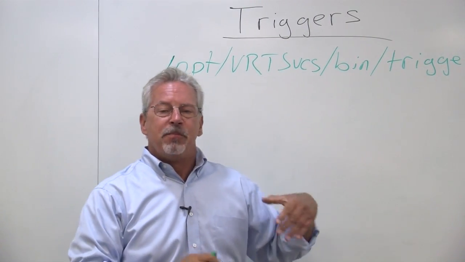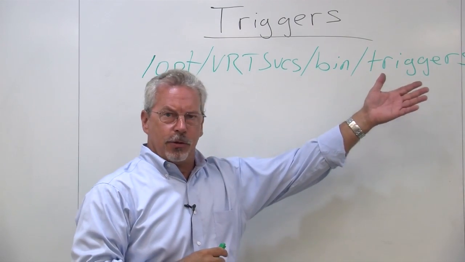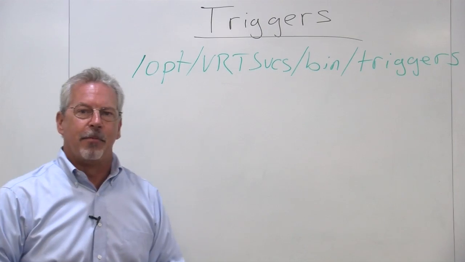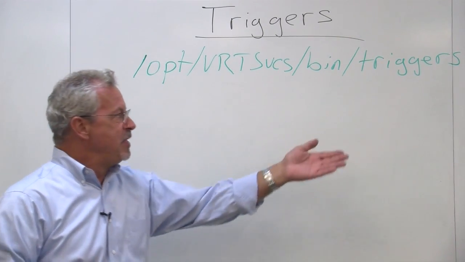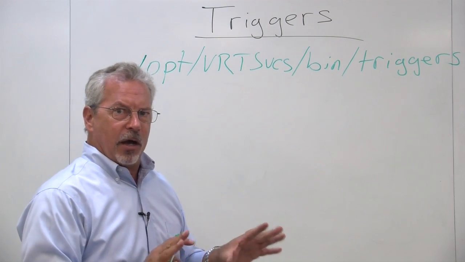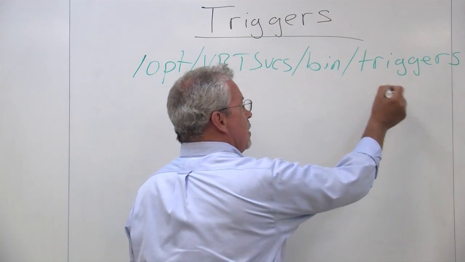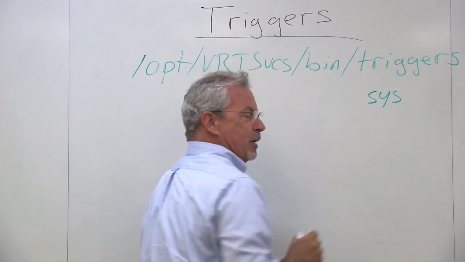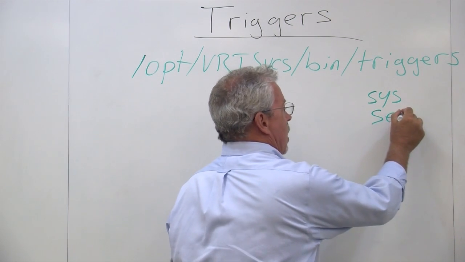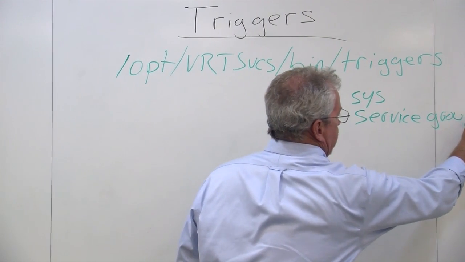So for example, if I want to execute a post online trigger, I would just place a script within the triggers directory named postonline, and whenever a service group came online, after it finished coming online, that postonline trigger would get executed. The post online trigger gets a couple of arguments passed to it, namely the system where that service group came online, as well as the service group name.